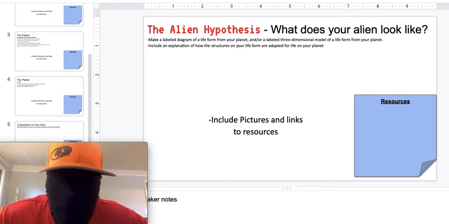Make this your very own project, and the more work you do this week, the easier it will be for you next week when you do your presentation.